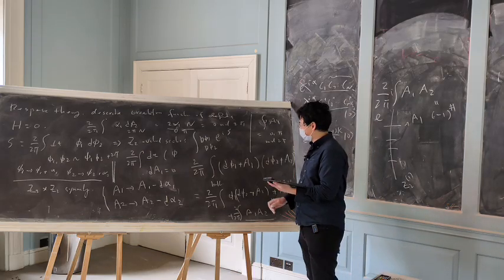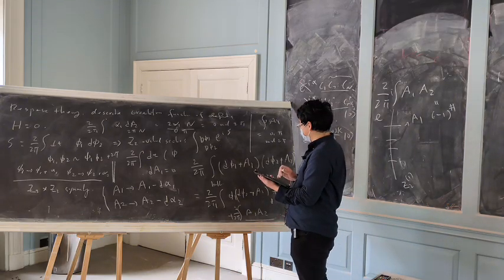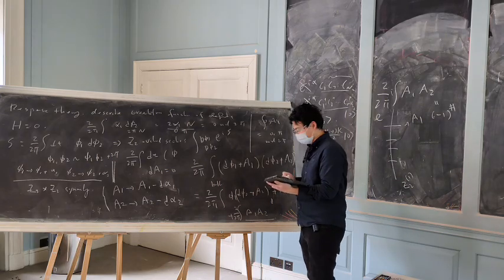So in the bulk, you extend everything to the bulk. And if you can write everything on the boundary, then you write everything on the boundary.